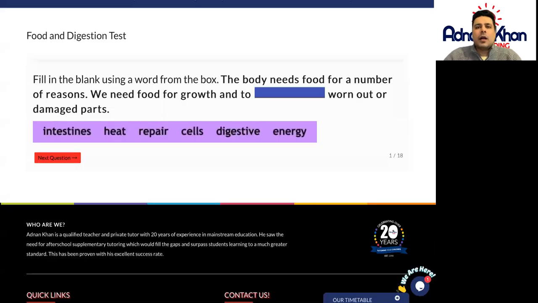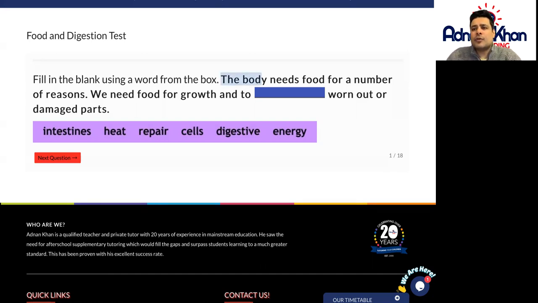Hello and welcome to Food and Digestion, which is Key Stage 3 Science. In this particular task, there are 18 questions, and you've got some words here to help you answer some of these questions. This lesson is a follow-up of the previous lesson. Let's have a look at the first question.